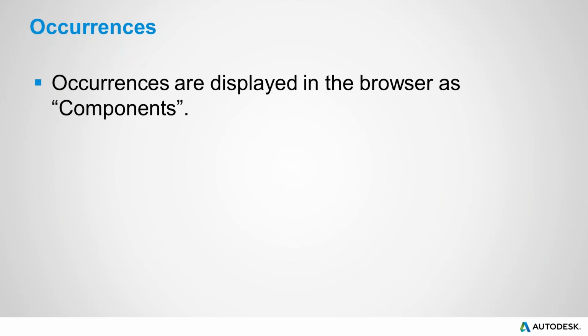So where this gets, I think, a little confusing is occurrences in the UI. The UI calls them components. So when I create a new occurrence, it names it component 1, component 2, but it's really an occurrence that's referencing component 1 or referencing component 2.